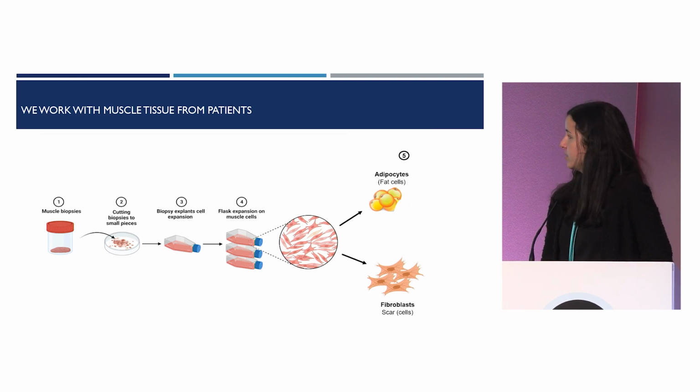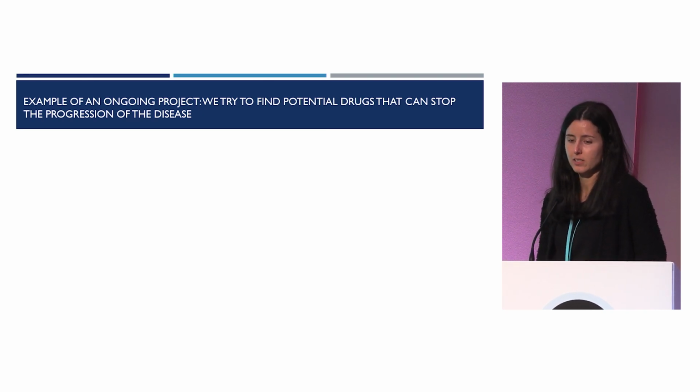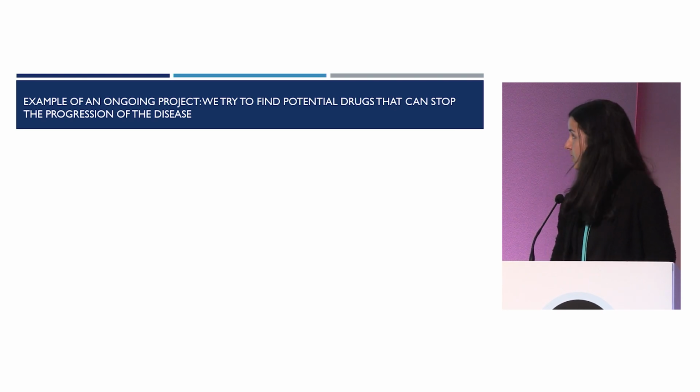That differentiation of FAPs into adipocytes or fibroblasts has allowed us to start different projects trying to find a drug or a treatment to slow down the progression of the disease, so to inhibit that increase of adipogenesis or fibrogenesis. As an example of an ongoing project, we are working in collaboration with Duchenne UK, and we try to find potential drugs that can stop the progression of the disease.